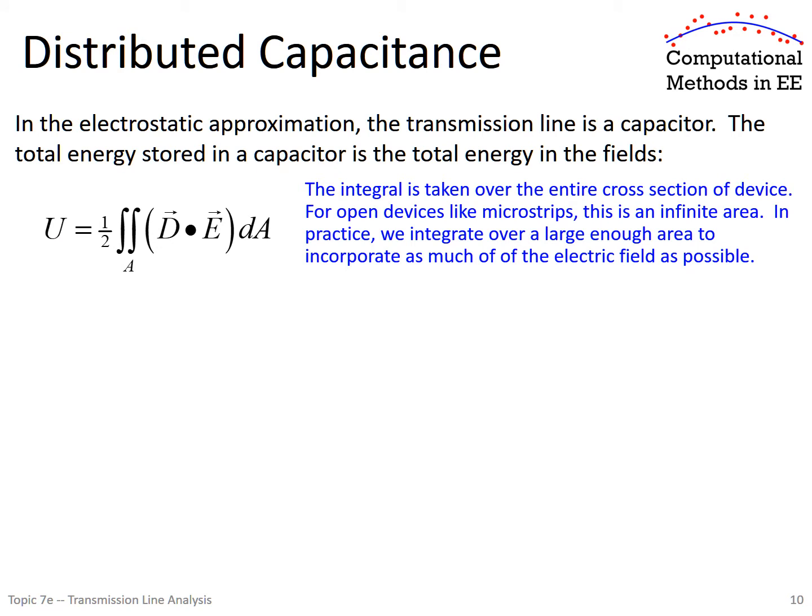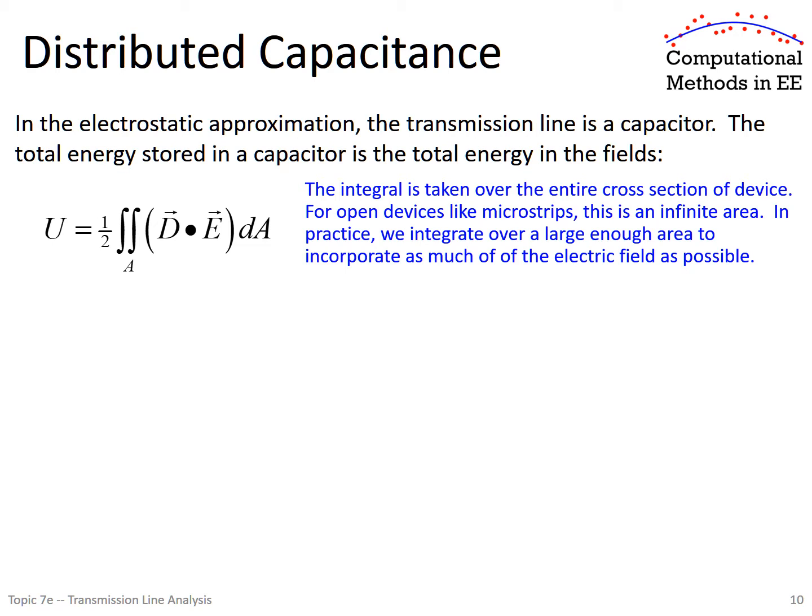So we've solved it. We've calculated the scalar potential. Once we have the scalar potential, we can calculate the negative gradient of that and get the electric field E. We can then multiply the electric field E by the permittivity and get the electric flux density D. Once we have E and D, we're now ready to figure out what the distributed capacitance is.